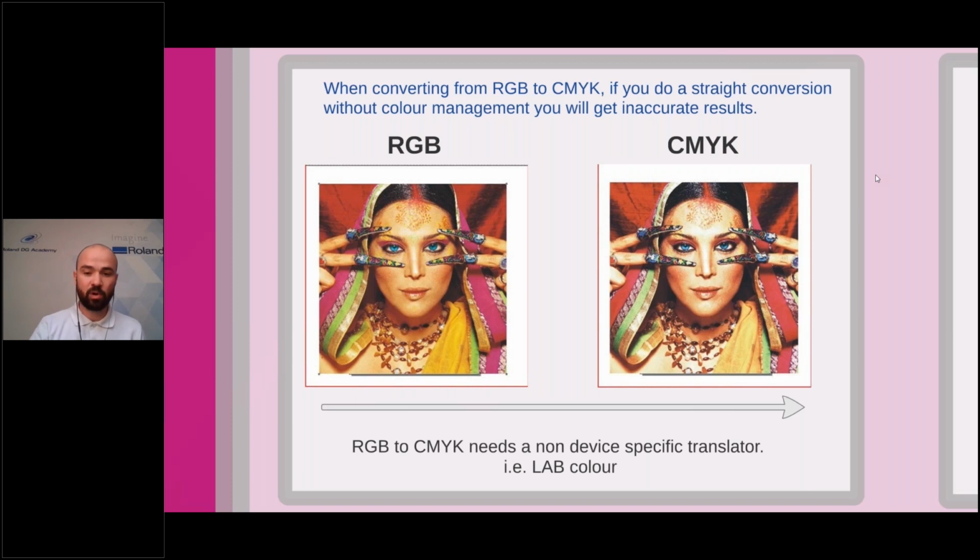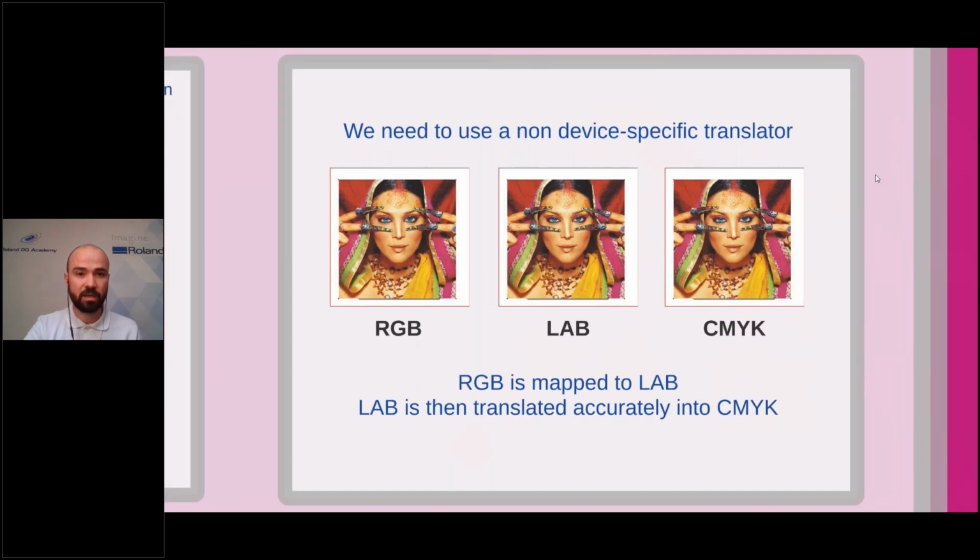So RGB to CMYK needs a non-device specific translator, and this is where lab color comes in. So RGB, all of the colors are mapped into the lab color space, and then from lab, they're translated accurately into CMYK. This is what I was mentioning earlier when we said we had tables of data, meaning once you've got tables of data, we can start to go between color spaces using specific translations.